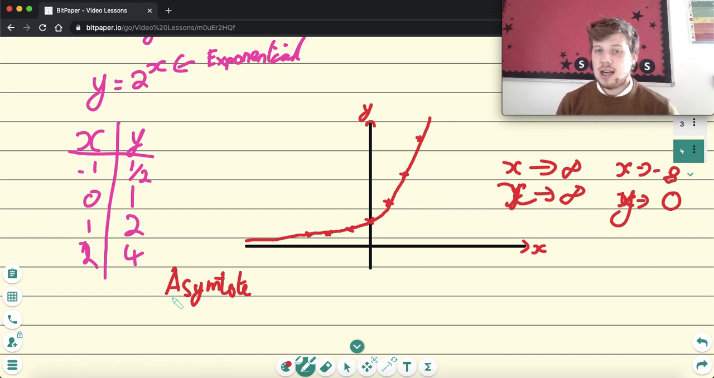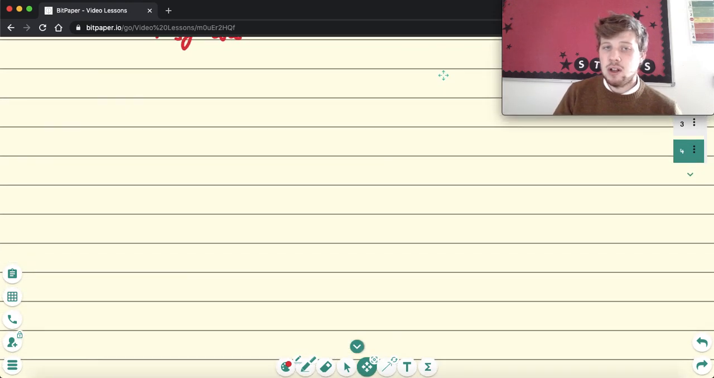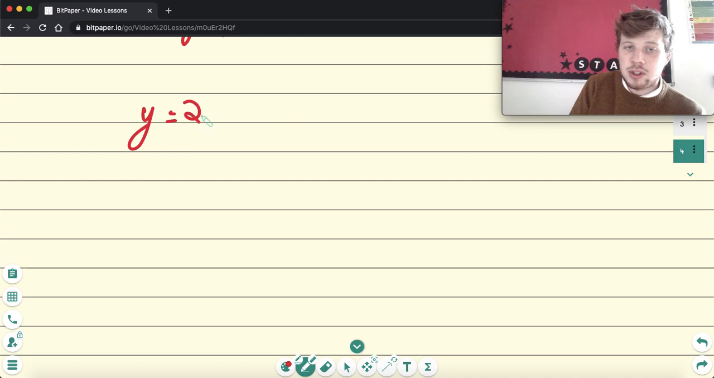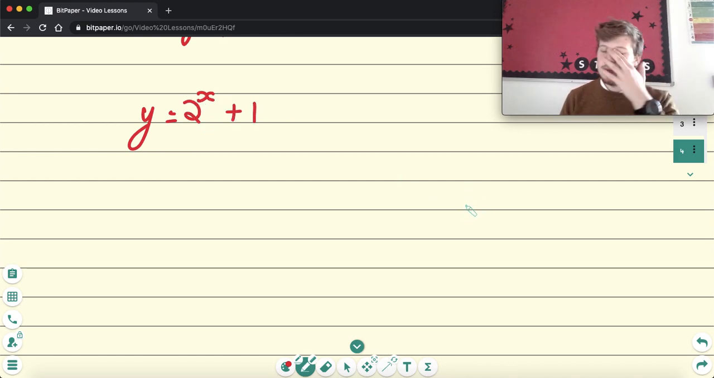So, how can we use this? How can we think about what happens if I want to transform my graph? So, the next one I'm going to look at is the graph of y equals 2 to the x, and then I'm going to put +1. What's going to happen to my features? Well, if I think about it, my actual graph and all the gradient and everything is going to stay the same. All that's happening is I'm translating the graph up by 1.